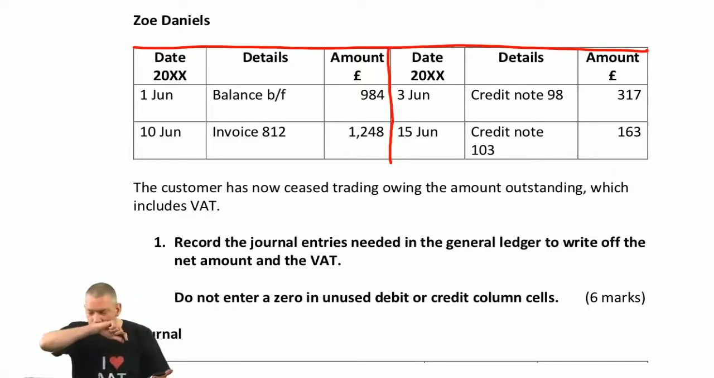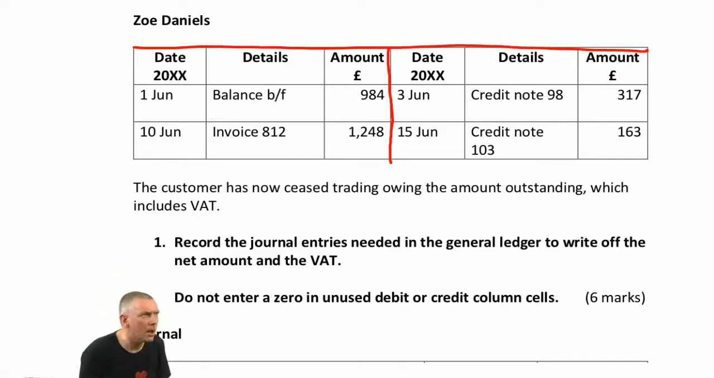So here we go. Can you see she's got a balance brought forward of 984? In a real accounting system, you just press a button, beep, and it'll give you the carried down balance. But this isn't real; it's fake. What it's testing is that you understand how the computer's working. Useful thing to test. So what she owes us at the brought down date of the 1st of June is 984, and then we send her another invoice and she owes us more.